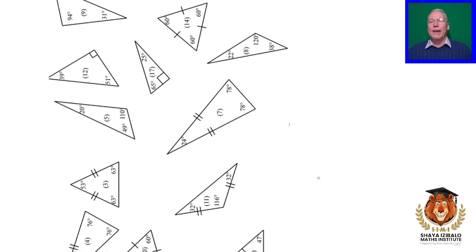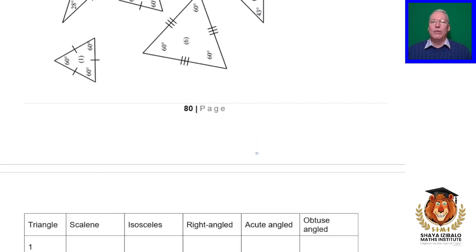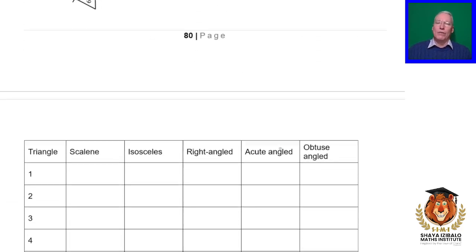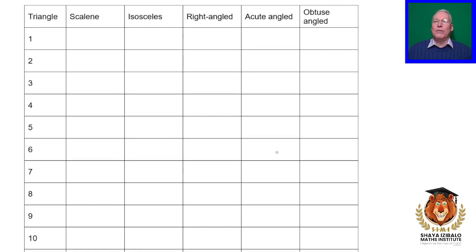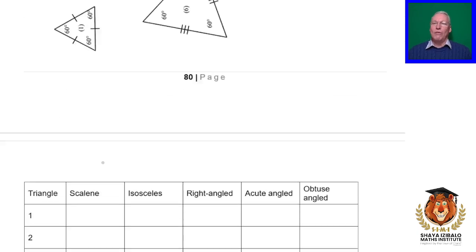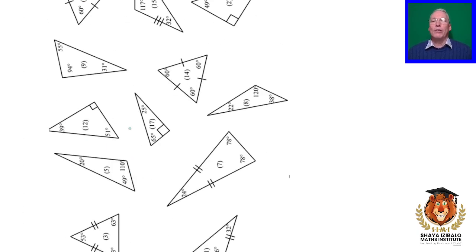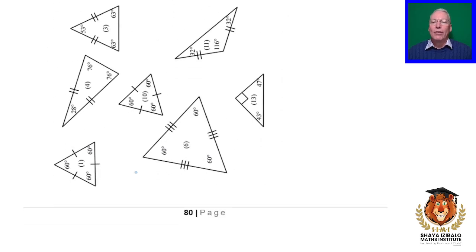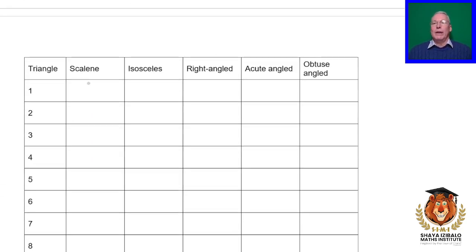Right, now on the next page, we've got a whole lot of triangles. You've got the table next door, and we want you to just tick which type each one is. Let's do triangle number 1 together. So triangle number 1 is this one over here. It's got all 3 sides equal and all 3 angles equal.